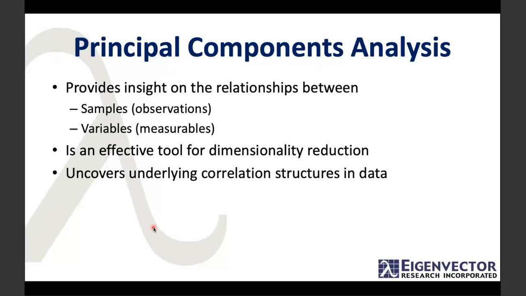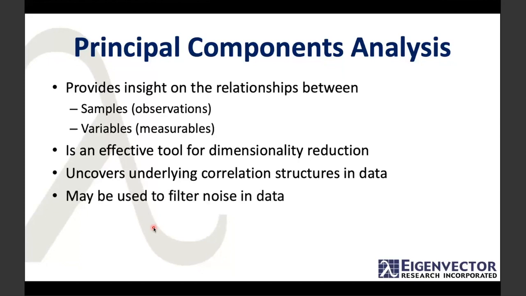Principal components analysis is very helpful at uncovering correlation structures within your data. You'll find oftentimes that there's typically several correlation structures within your data set, depending upon how large and how complex your data set is. And PCA just does a nice job of separating those out one from another so that you can focus on what it is that's contributing in your data to a particular correlation structure.